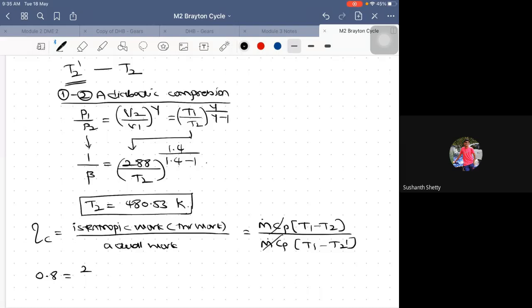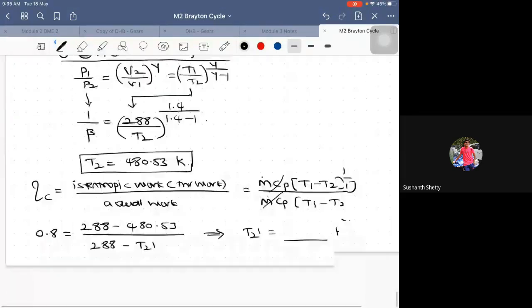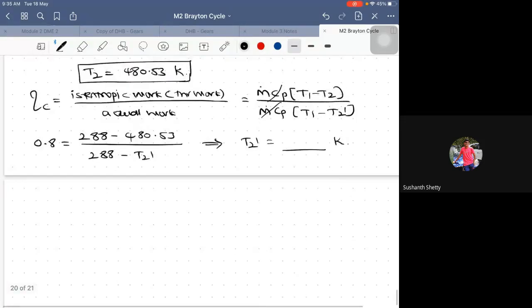T1 is how much? 288 minus 480.53, the value of T2, divided by 288 again minus T2 dash, that is the value we have to find out. So from this, what is the value of T2 dash in Kelvin? 528.66 Kelvin. Now, once that value of T2 dash is known, no one can stop you from calculating the value of work of a compressor.